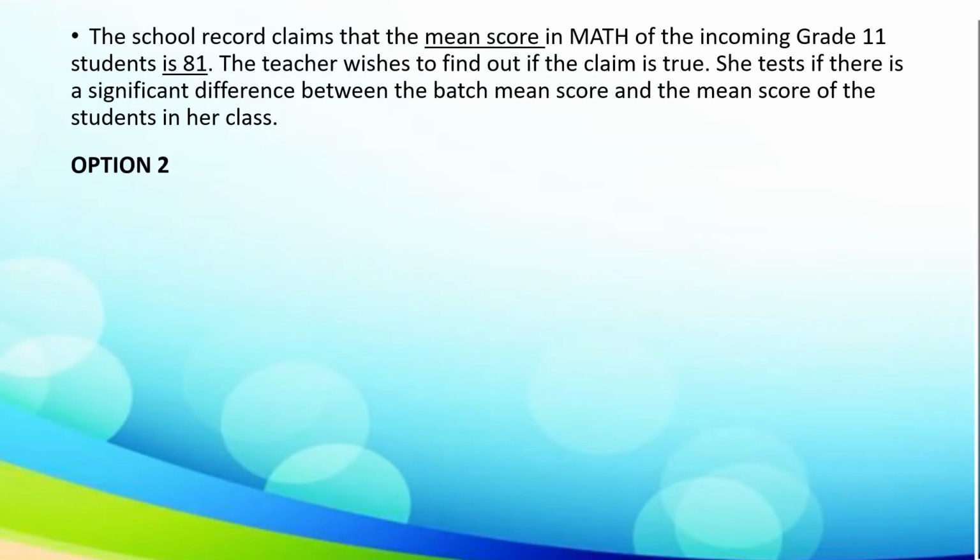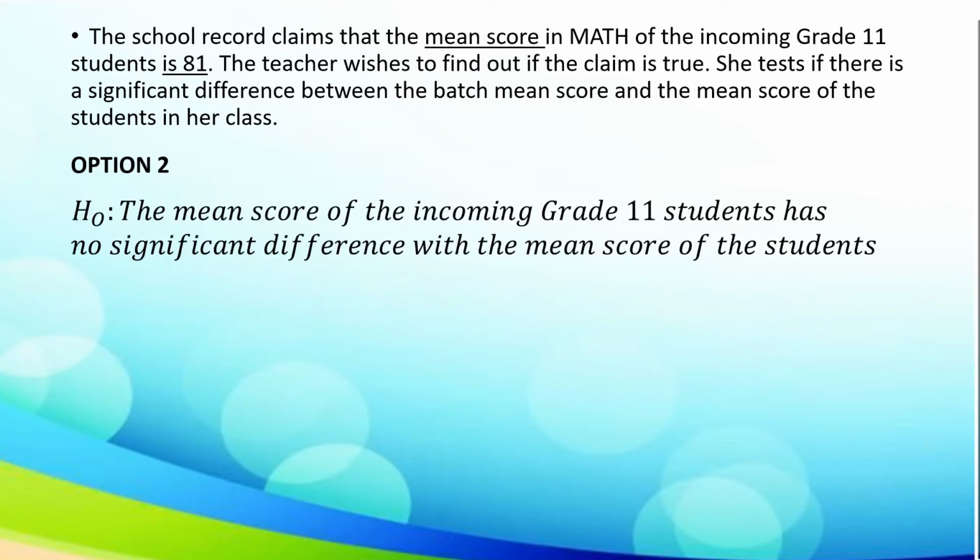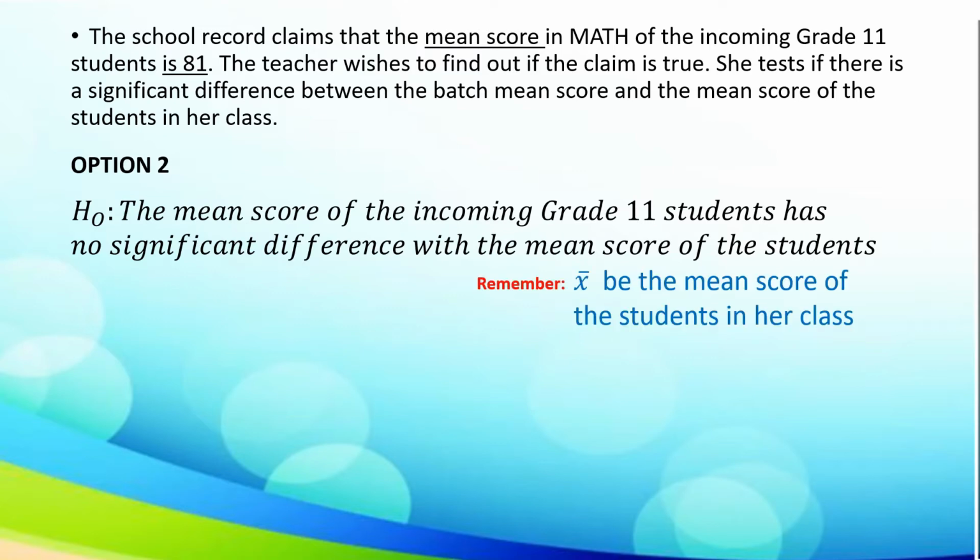Let us try option 2 of the given problem. We may state the null hypothesis of the given statement as the mean score of the incoming grade 11 students has no significant difference with the mean score of the students. Remember, x bar is the mean score of the students in her class. So we may use in symbol mu is equal to x bar, where mu is the mean of the population and x bar is the mean of the sample.